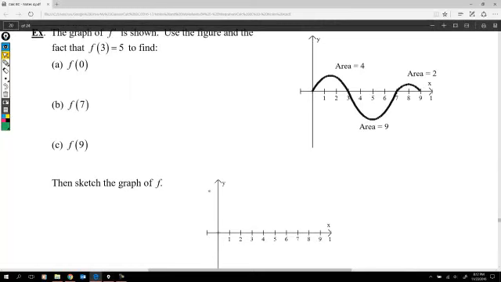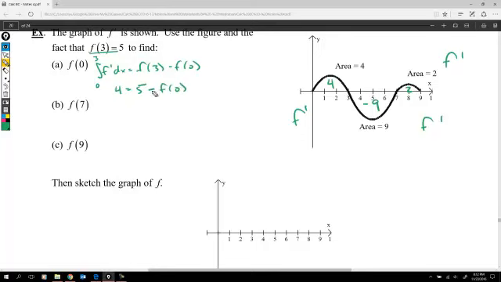Let's practice some more. Right, so again, this is f prime. All right, this area right here is 4. This area is negative 9 because it's under the x-axis. This area is 2. Same deal. Okay, I know what's going on at 3. So the integral from 0 to 3 of f prime is f of 3 minus f of 0. Okay, so this area from 0 to 3 is 4. I know f of 3 is 5. And I'm trying to find f of 0. So I can get f of 0 by itself. I get that f of 0 is 1.